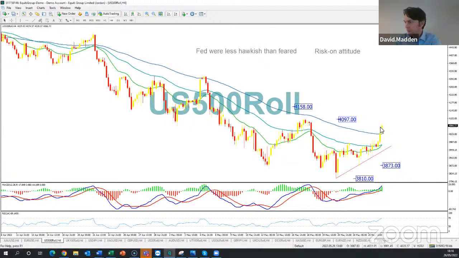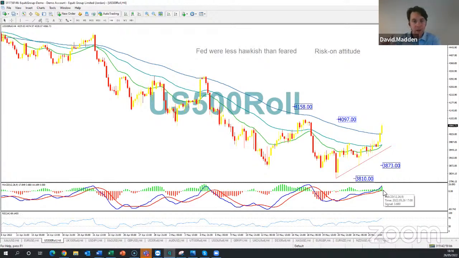So we can see here the US 500 is at its highest level since the 18th of May. So we're talking about not quite a 2-week high, but certainly a week and a half, 10-day high. That in itself is interesting. We can see here the MACD indicator, these green histogram bars here, they're steadily increasing.